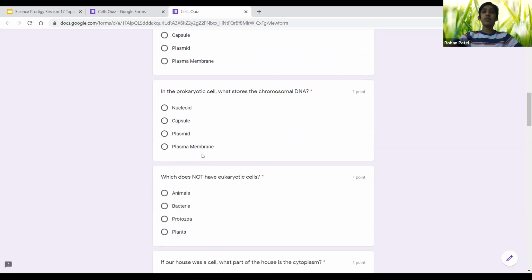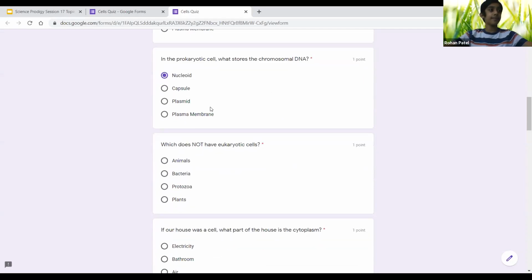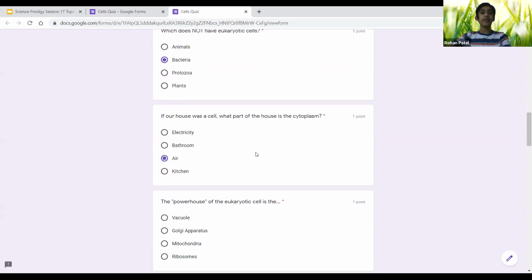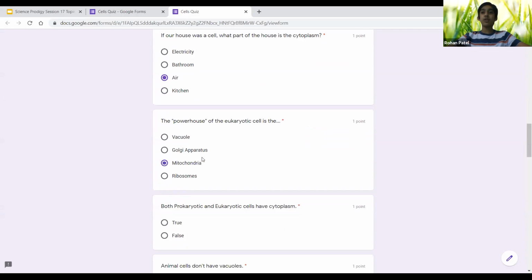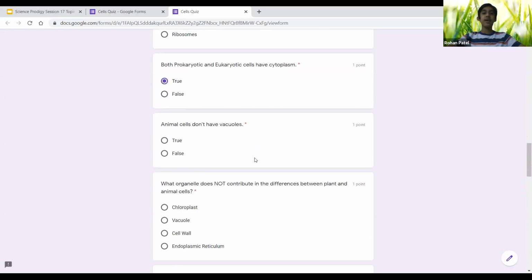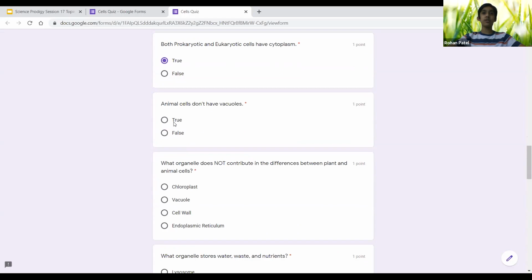In prokaryotic cells, what stores the chromosomal DNA? The answer is the nucleoid. What does not have eukaryotic cells? Bacteria. It's prokaryotic that has it. If our house was a cell, what part of the house is the cytoplasm? The answer is the air. The powerhouse is the mitochondria. Both prokaryotic and eukaryotic cells have cytoplasm. Animal cells don't have vacuoles? No, of course they do.